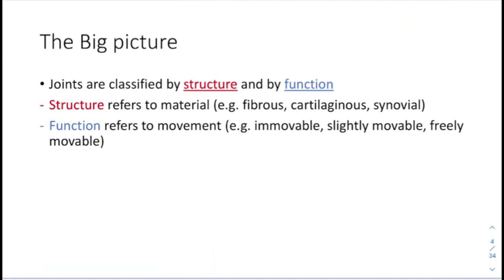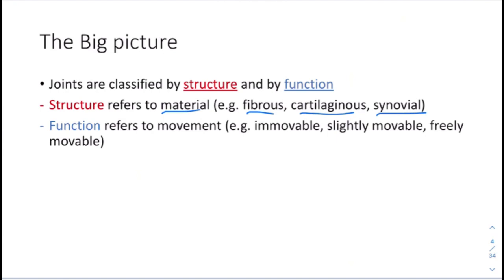Okay, so let's talk about classification of joints. We have a structural classification, and we have a functional classification. The structural classification refers to the material, so what the joint is made out of. For example, we have fibrous joints, like the sutures that connect the bones of the skull. We have cartilaginous joints, like the joints that connect the ribs to the sternum. And we have synovial joints, like the shoulder joint and the knee joint. And we'll talk more about each in the upcoming slides.